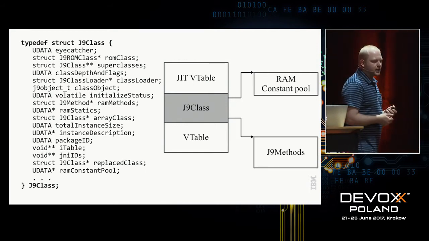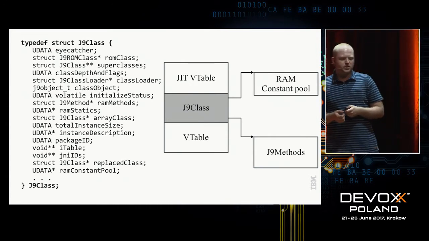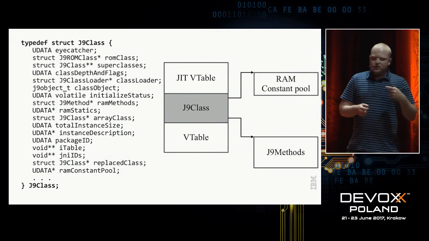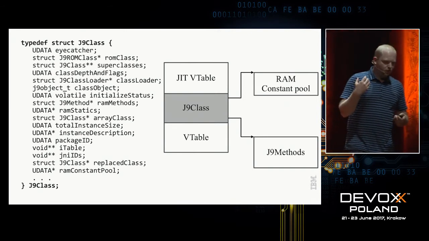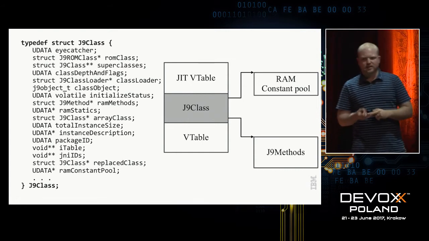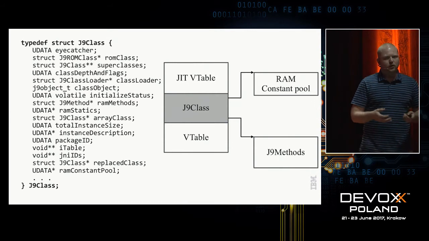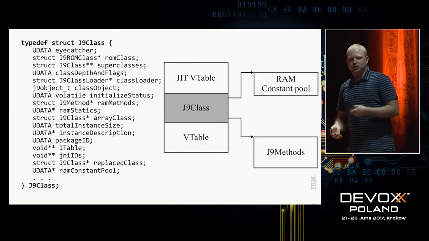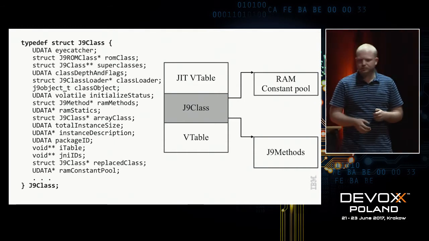And the J9 class also has pointers to J9 methods. So these are also the live representations. These J9 methods are not the same ones as the vtable, because in addition to the virtual methods, it has the private methods and the static methods. And also the vtable doesn't only have its own virtual methods, it will also have the virtual methods that it has inherited from superclasses.